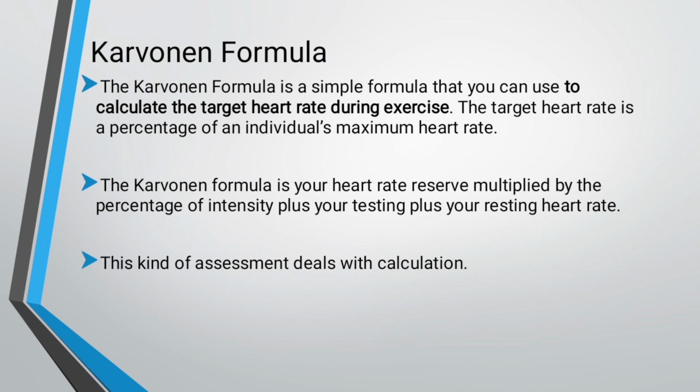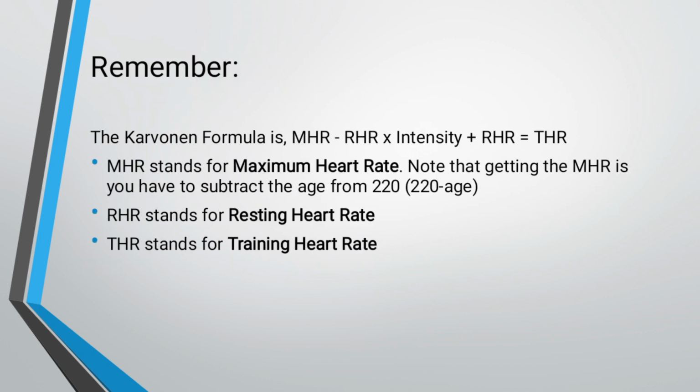Also, the Karvonen formula is your heart rate reserve multiplied by the percentage of intensity plus your resting heart rate. This kind of assessment deals with calculation, but it's just basic calculation. Important key to remember, the Karvonen formula is maximum heart rate minus resting heart rate times intensity plus resting heart rate is equal to training heart rate.